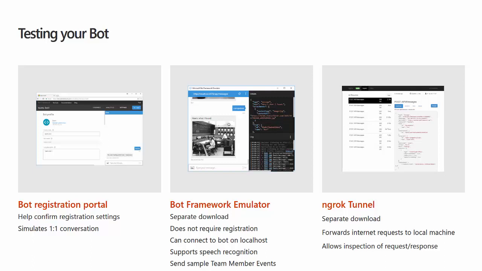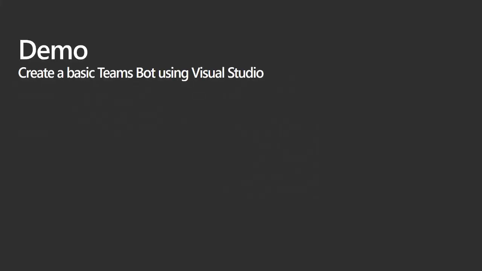Obviously, if you look at the slide, you'll see that the Bot Framework Emulator lets me simulate some events, whereas the registration portal does not. It only allows for one-on-one conversations. Using a tunnel gives me the full range of capabilities, because every request made by the Teams app is then sent back to my local machine. So let's move on. We'll create a basic bot. We'll run it. We'll see how to test it.